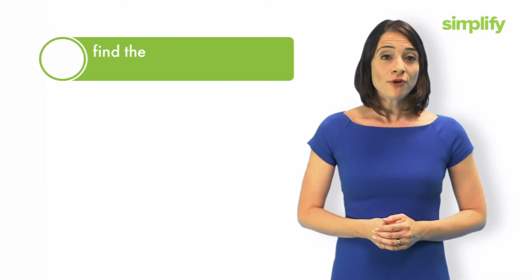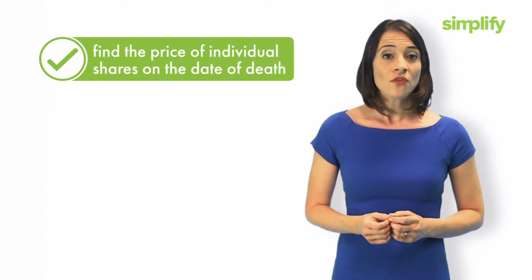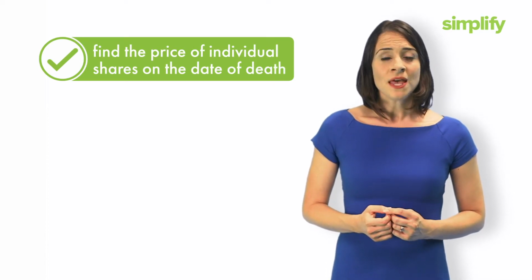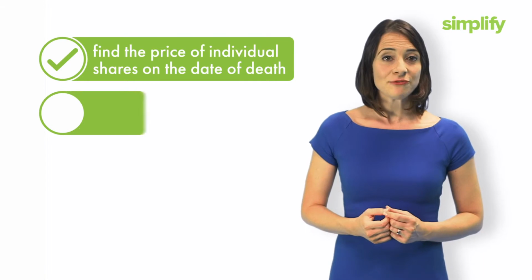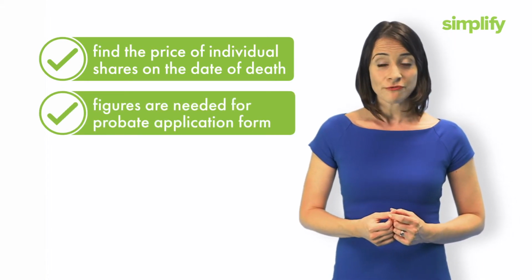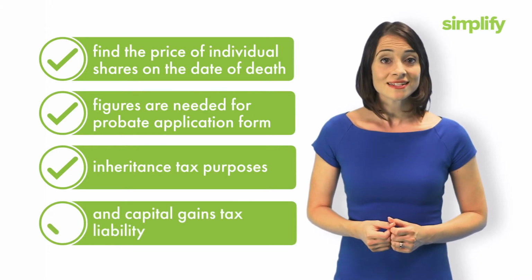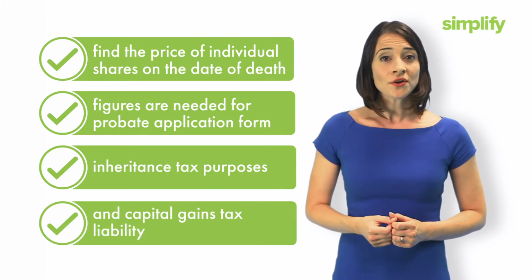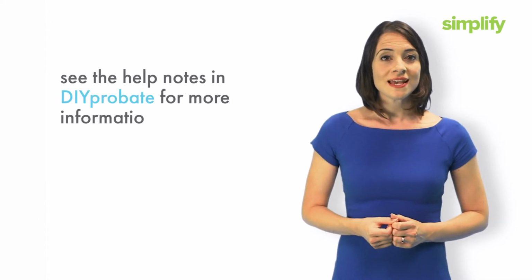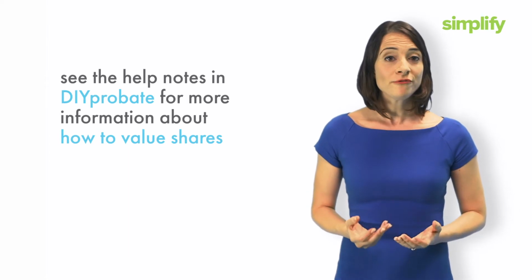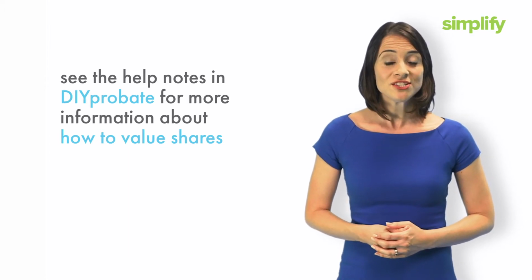Valuing shares and tax issues. Once you've confirmed the number of shares, you need to find the price of the individual shares on the date of death. You'll need this information to calculate the figures on the probate application form and any inheritance tax and capital gains tax liability. Look online or in the financial press for share prices. See the help notes in DIY Probate for more information about how to value shares.